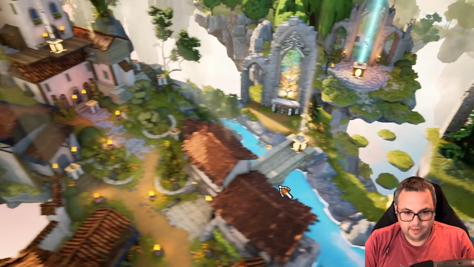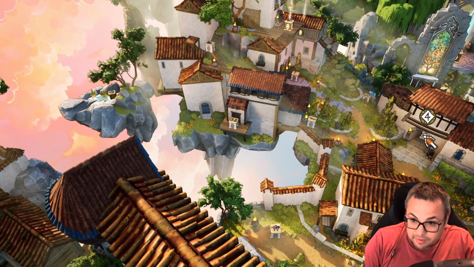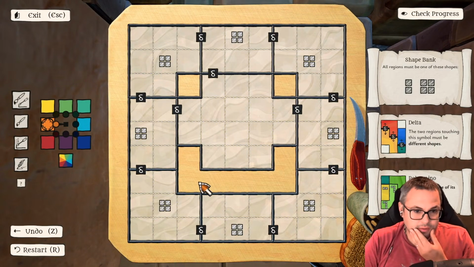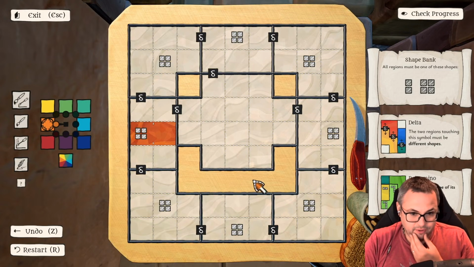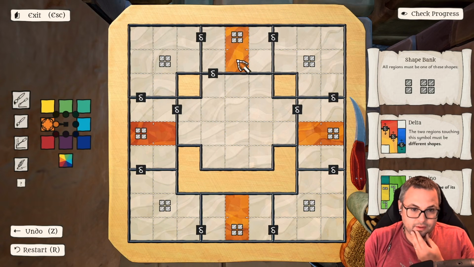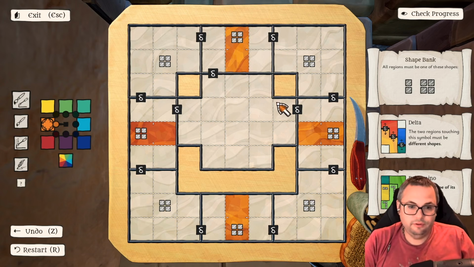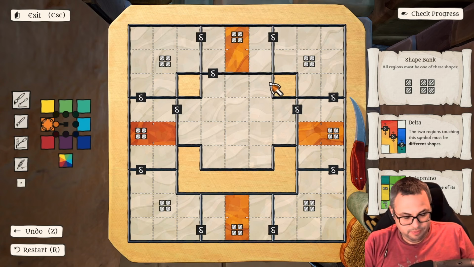Okay, where can I see... This is one from... There we go. Okay, Shape Bank. Okay, so we're doing 1x2s and 2x2s.